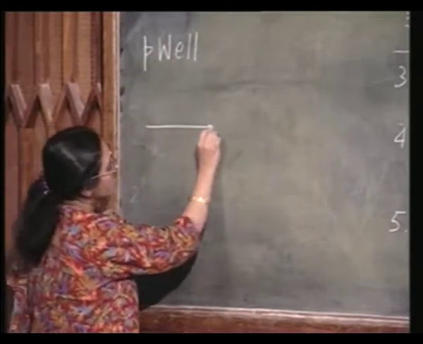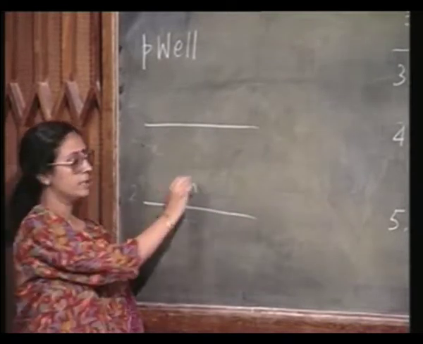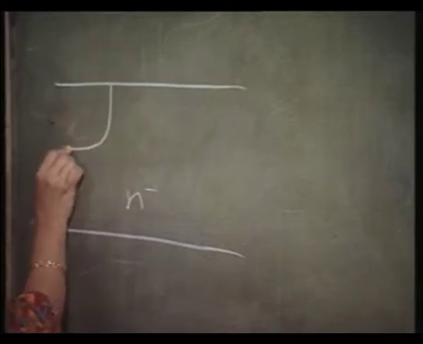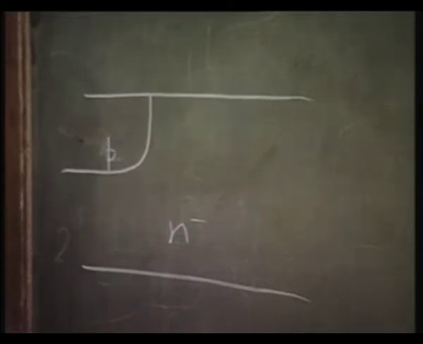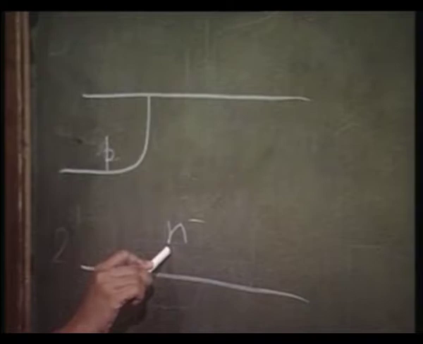I start out with an N-type substrate, very lightly doped N-type substrate. Okay. Then I form a POL here. This is my POL. So, obviously, the POL doping concentration is somewhat higher than this N minus substrate.